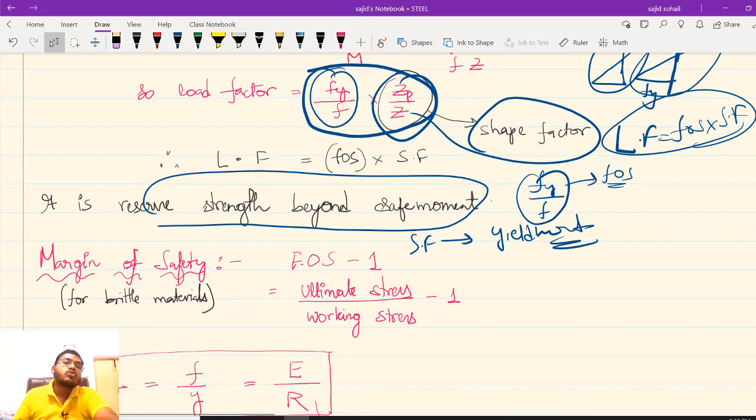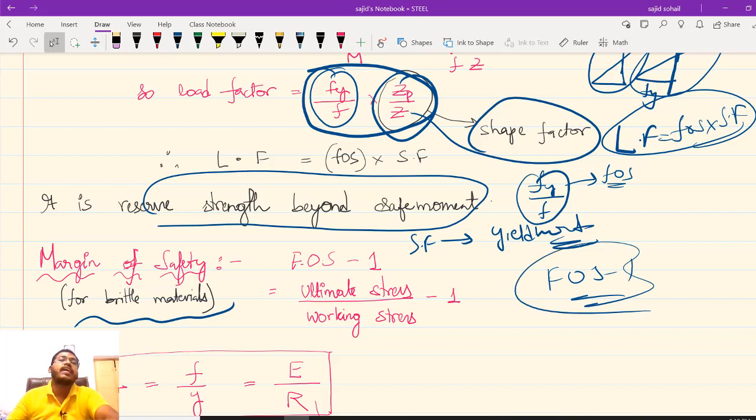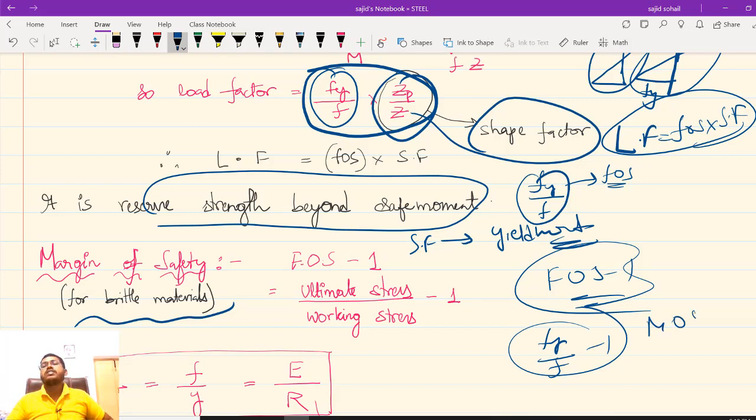There is one more term called margin of safety, and it is only for brittle materials. What is this? Very simple. It is nothing but factor of safety minus 1. You don't have to remember much. You know the factor of safety, which is Fy divided by F. Just subtract 1, and that will be your margin of safety. You denote it by MOS.